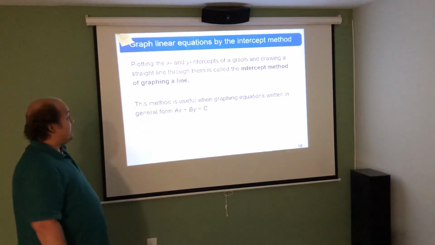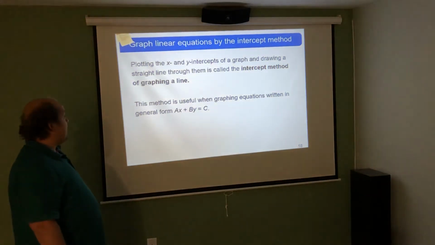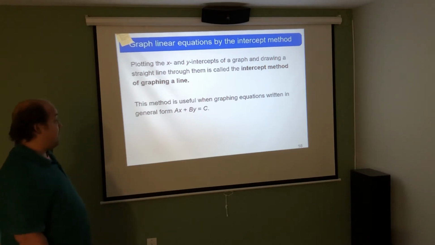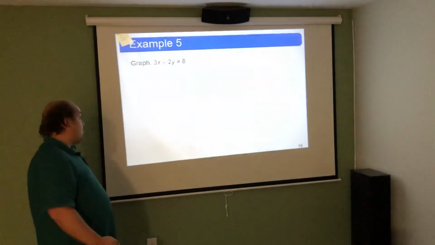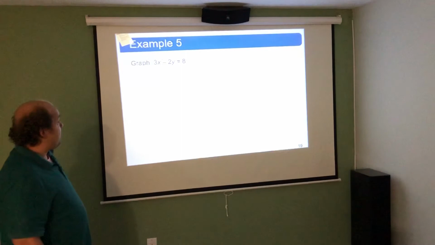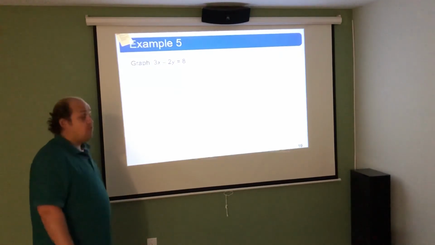Plotting the x and y intercepts of the graph and drawing a straight line through them is called the intercept method of graphing a line. The method is useful when graphing equations written in general form. So let's say this was our original form, 3x minus 2y equals 8.